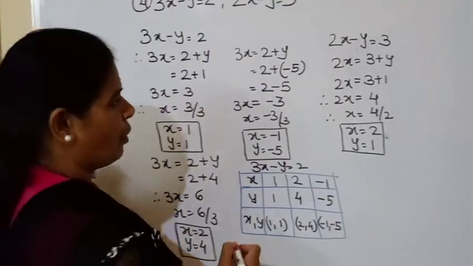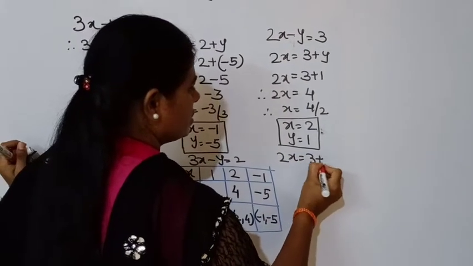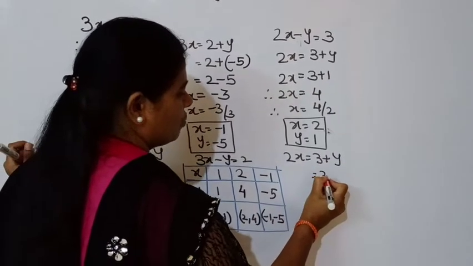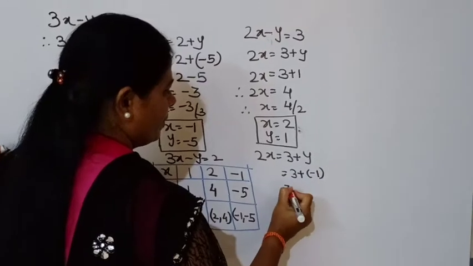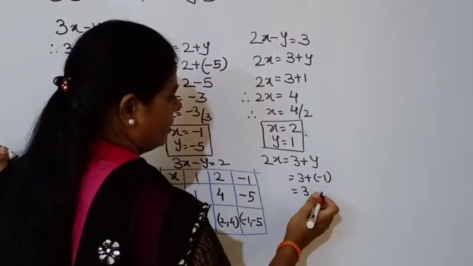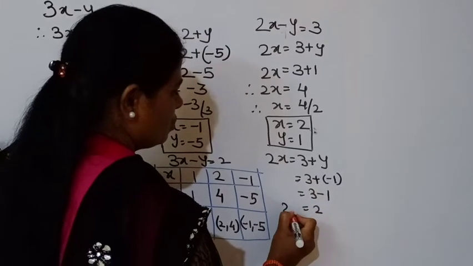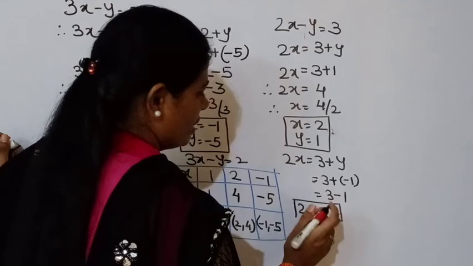Okay. Now the second point, that is 2x equal to 3 plus y. Now we have taken plus 1. We can take minus 1 also. So 3 plus minus 1, 3 minus 1, that will be 2. So 2x equal to 2.